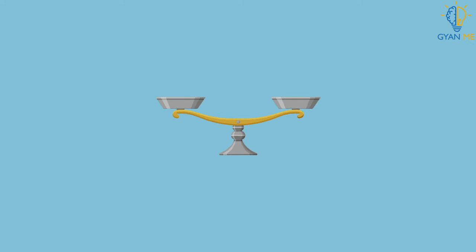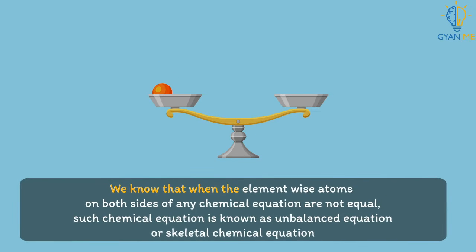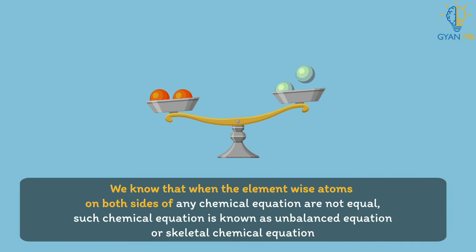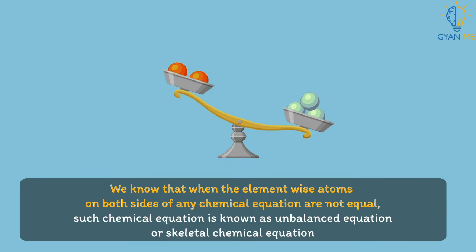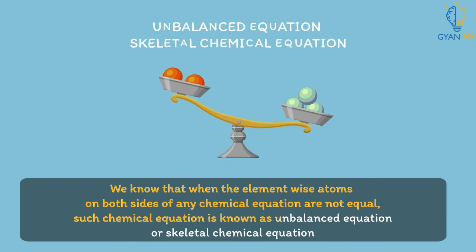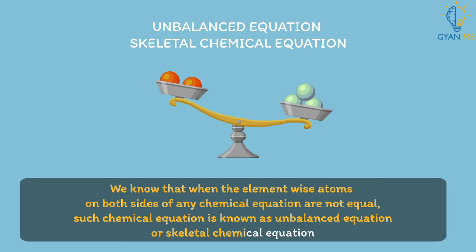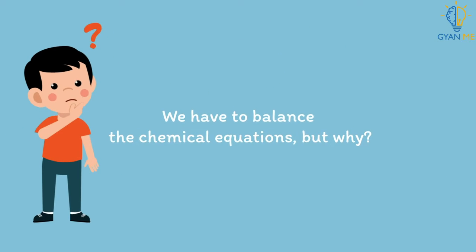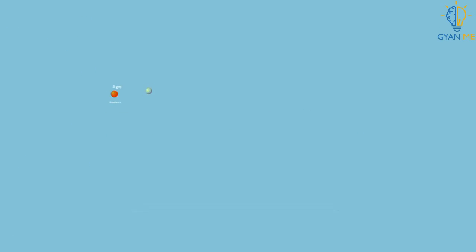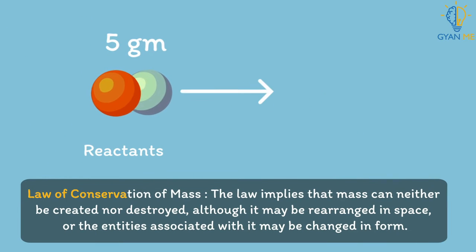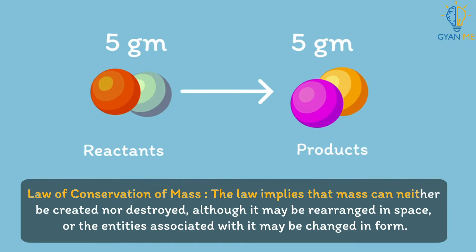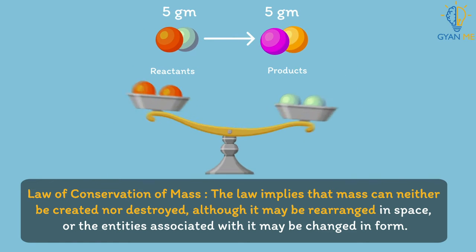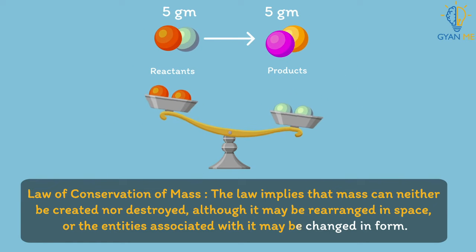We know that when the element-wise atoms on both sides of any chemical equation are not equal, such a chemical equation is known as an unbalanced equation or skeletal chemical equation. We have to balance the chemical equations. But why? The answer is that for any chemical reaction to take place, it has to follow the law of conservation of mass, which explains why the chemical equation or chemical reaction should be balanced.